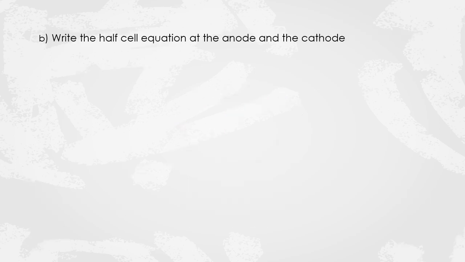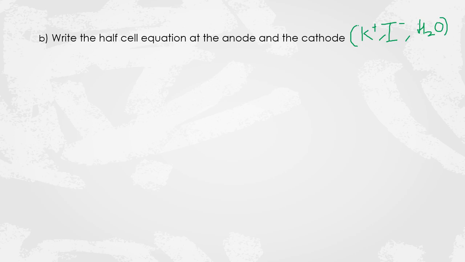B. Write the half cell equations at the anode and the cathode. So let's recall again, we have a solution of potassium iodide. Whenever we have aqueous states, it means there will be water molecules present in the solution. So in order for you to indicate who's going to be attracted to the anode and cathode, we need to first list all the possible cations and anions. So for this solution, we're going to have K+, I-, and also water molecules.